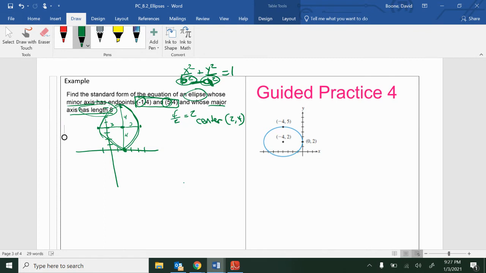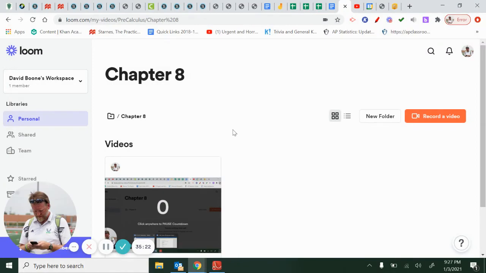Well, that helps us with writing our equation. We know our center is at 2, 4. Okay? We got to make those adjustments to those x and y values. So I'm going to go x minus 2 squared over, and plus y minus 4 squared over. I want that to equal 1. Okay? And then, whoops.